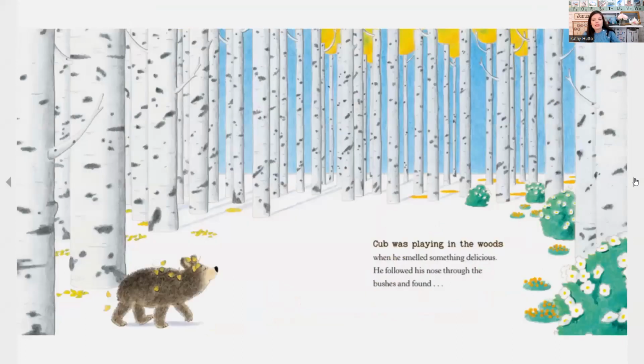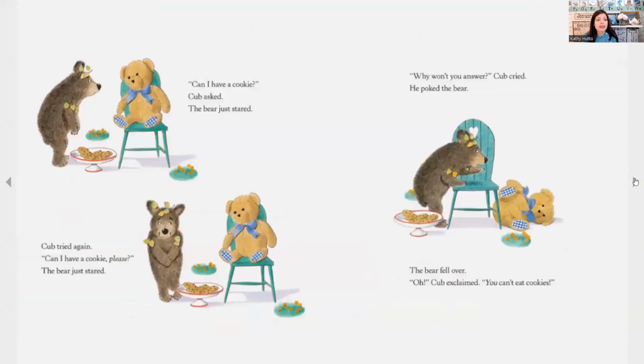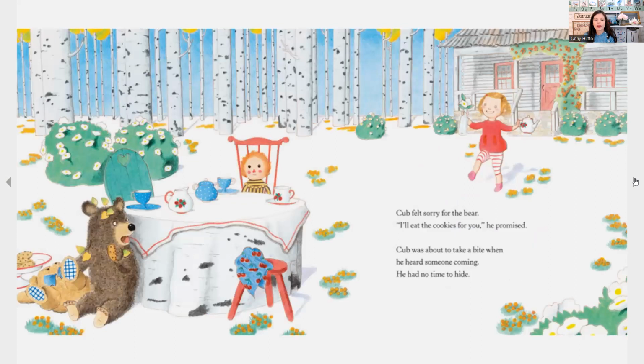Cub was playing in the woods when he smelled something delicious. He followed his nose through the bushes and found cookies and another bear. "Can I have a cookie?" Cub asked. The bear just stared. Cub tried again. "Can I have a cookie, please?" The bear just stared. "Why don't you answer?" Cub cried. He poked the bear. The bear fell over. "Oh," Cub exclaimed, "you can't eat cookies." Cub felt sorry for the bear. "I'll eat the cookies for you," he promised.